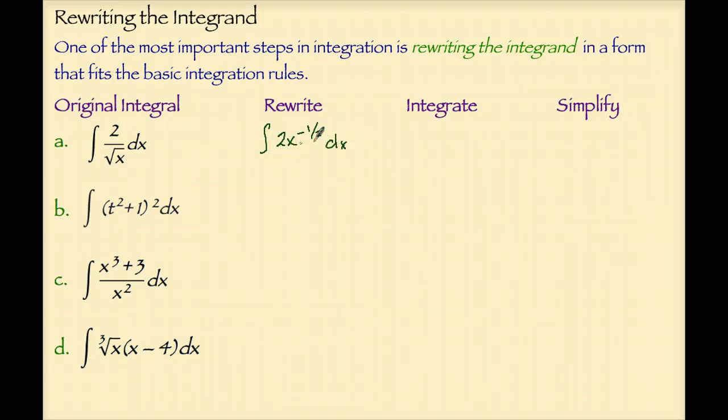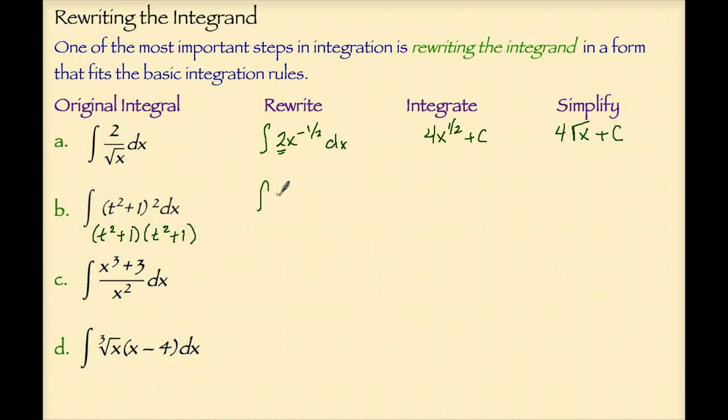To integrate, we'll add 1 to negative 1/2. That gives us a positive 1/2. Dividing by 1/2 is the same as multiplying by the reciprocal 2. Since there's already a coefficient 2, that's going to give us now a 4x to the 1/2 power plus c. That can be rewritten as 4 square root of x plus c. In letter B, we're going to have to multiply these two binomial factors together in order to integrate.